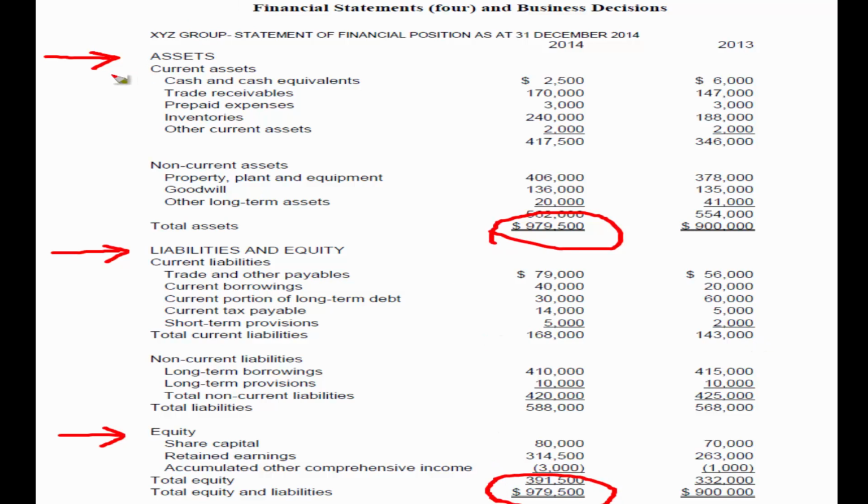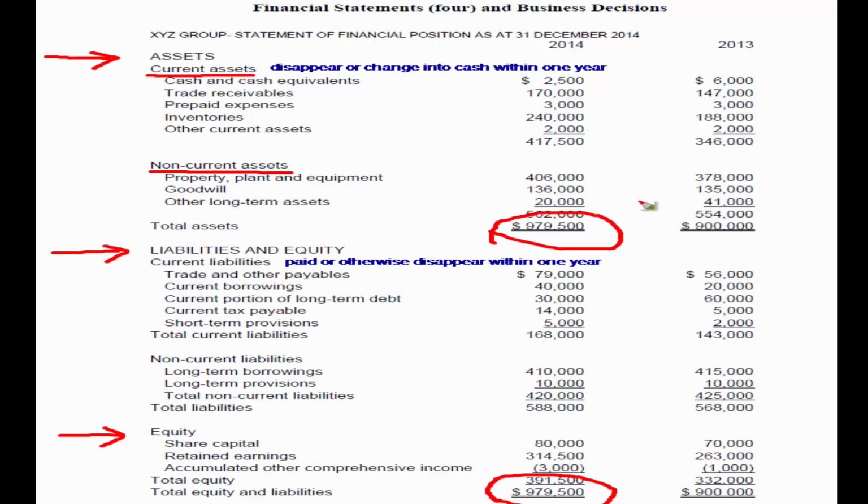The other thing I want you to notice is we have further split things up between current and non-current. A current asset is one that will either disappear or go into cash within 1 year. If you look at receivables, receivables are amounts that companies or individuals owe us. We hope that we will get cash from those within the year.